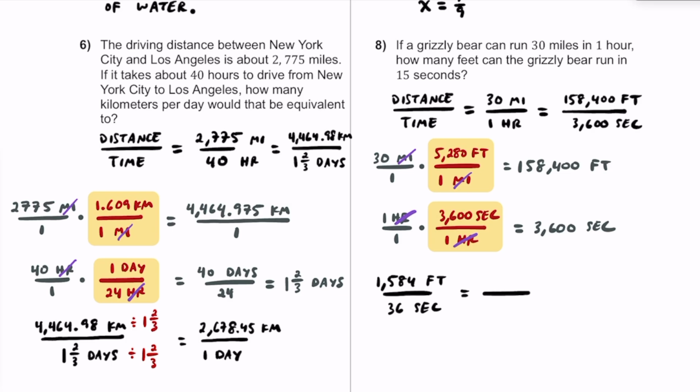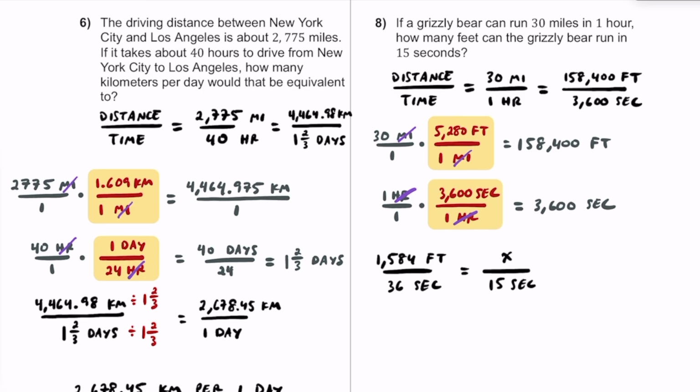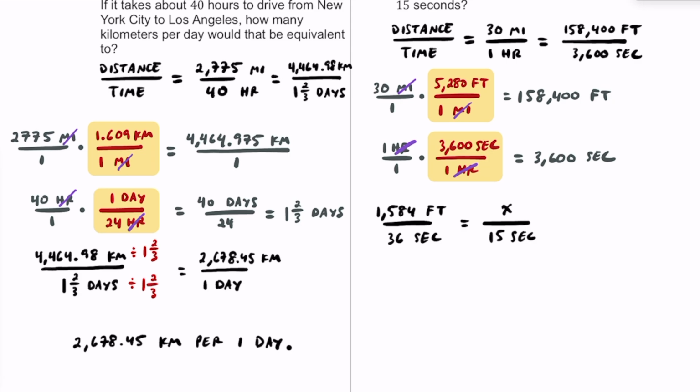And we're supposed to figure this out for 15 seconds. So 15 seconds, that's going to be on the bottom. And we're going to figure out how far this grizzly bear can go in 15 seconds. So up to you if you want to try to simplify the left side a little bit more, or if you want to use a calculator and just go straight into cross products for here, that's okay. These numbers are pretty big here. So 36 times x is going to be 36x.